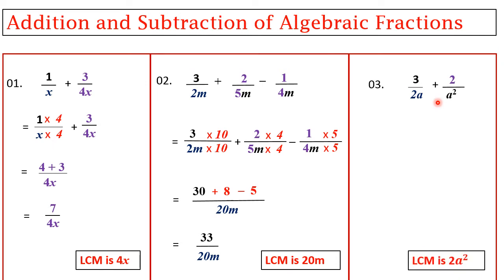The LCM is 2a squared. Okay, let's go for equalizing denominators. So let's multiply the first one by a and the second by 2. Then after equalizing the denominator, the LCM is 2a squared. Then we are adding 3a plus 4. So the answer is 3a plus 4 over 2a squared.